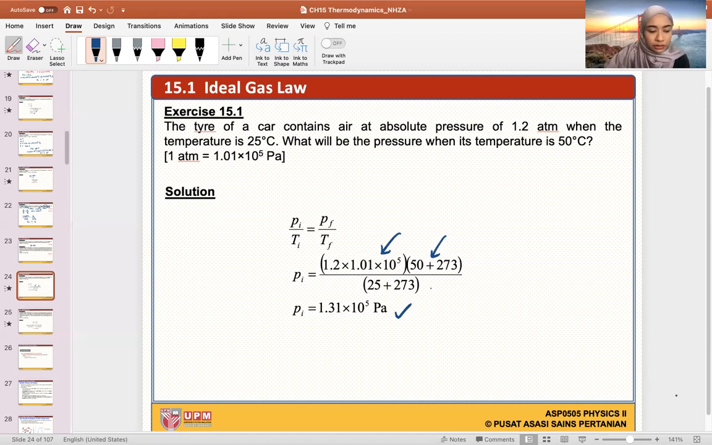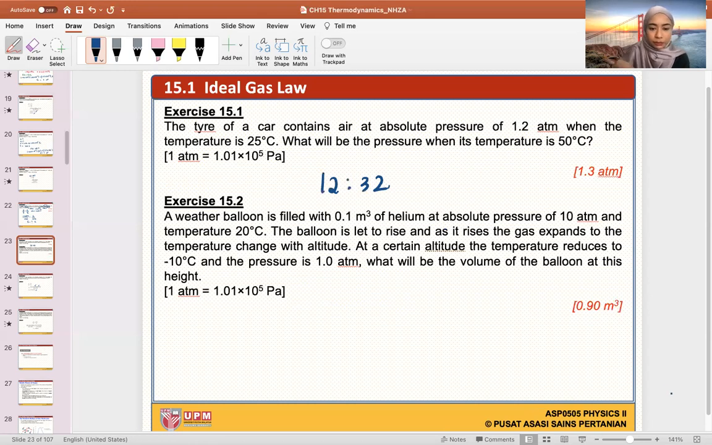Okay, moving on to the next one, exercise 15.2, where the balloon is filled. Wait, what happened to my mouse?